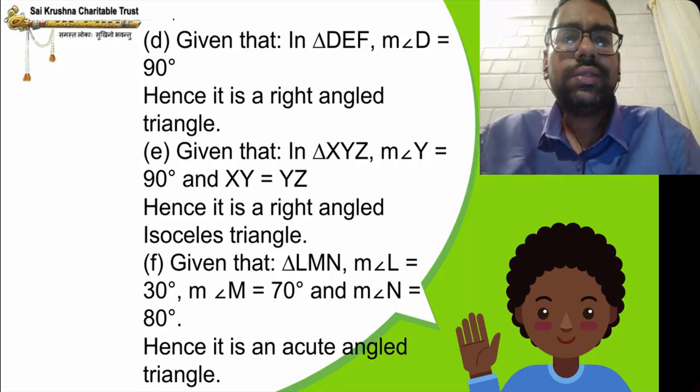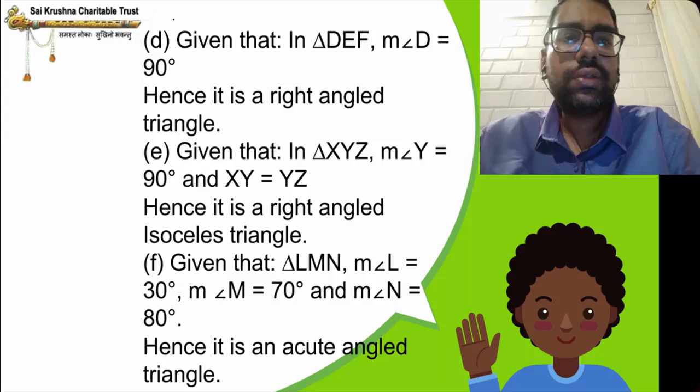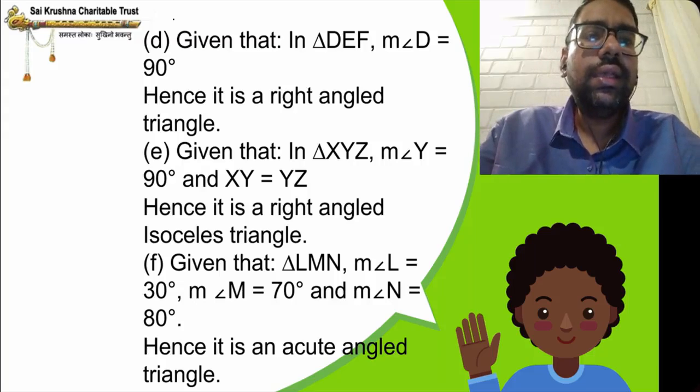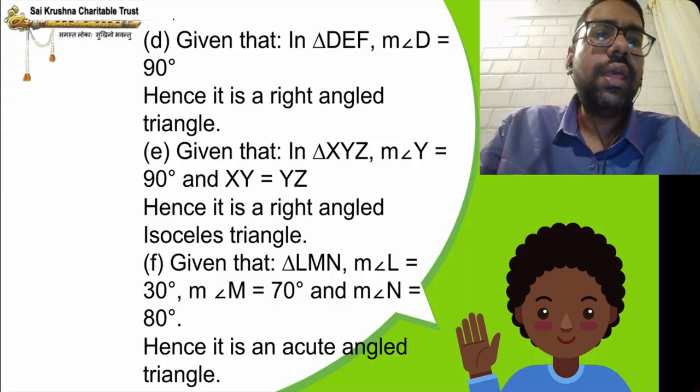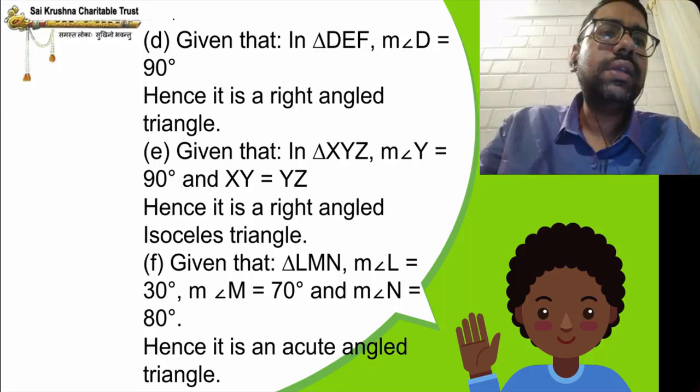So it is a right angled isosceles triangle. Question F, solution. Triangle LMN: angle L is 30 degrees, angle M is 70 degrees, angle N is 80 degrees. All three angles are less than 90 degrees. So which type of triangle will it be? Acute angle triangle.